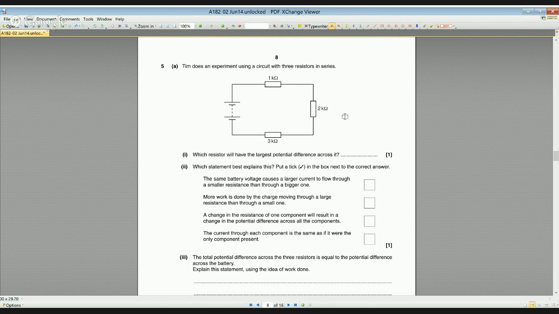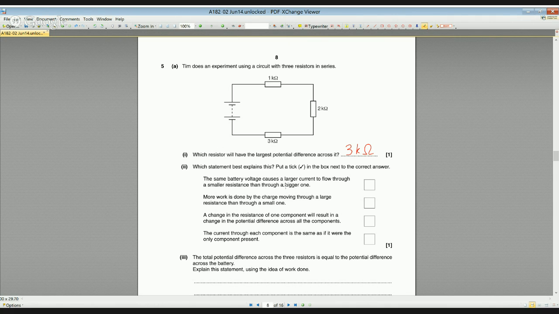So here, it's absolutely the case that the 3 kilo ohm resistor will have the largest potential difference across it because it will use more energy. The charges will lose more energy as they pass through it. Part 2 asks us to explain this, as I just said. So let's go through these.